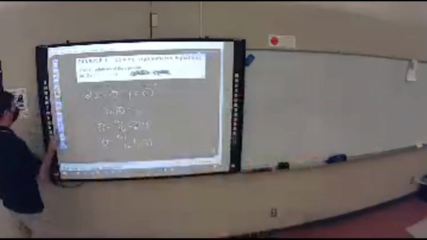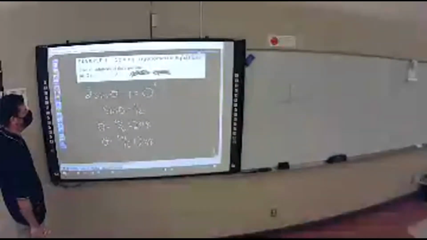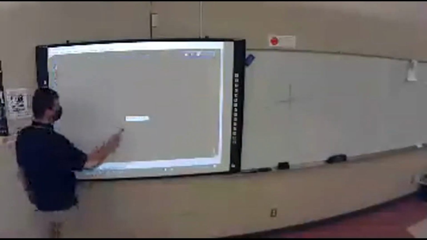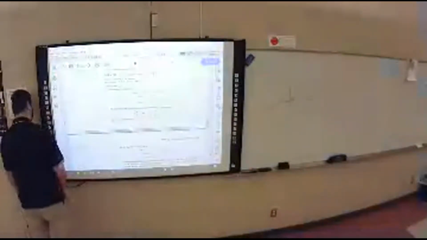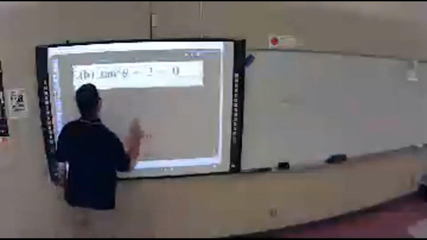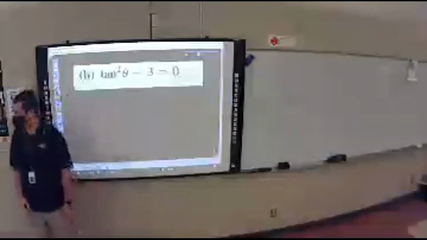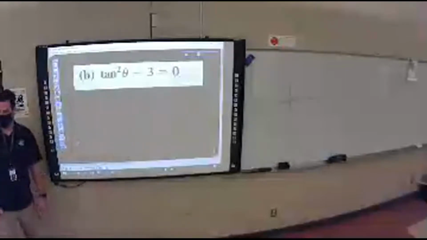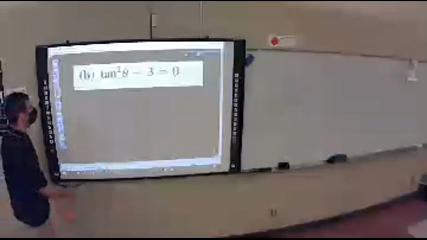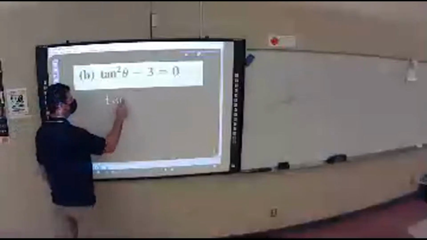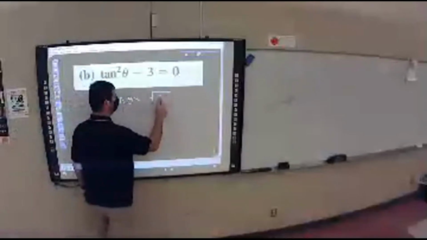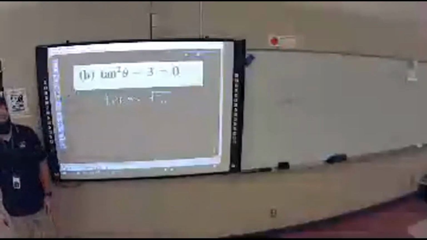All right, so let's go back to this page here. Tangent squared theta minus 3 equals 0. Hopefully we can start solving this for theta pretty easily by just adding 3 to both sides. And after we add 3 to both sides, we'll have to take the square root of both sides. And so tangent theta equals square root of 3. Uh-oh, careful. Plus or minus.